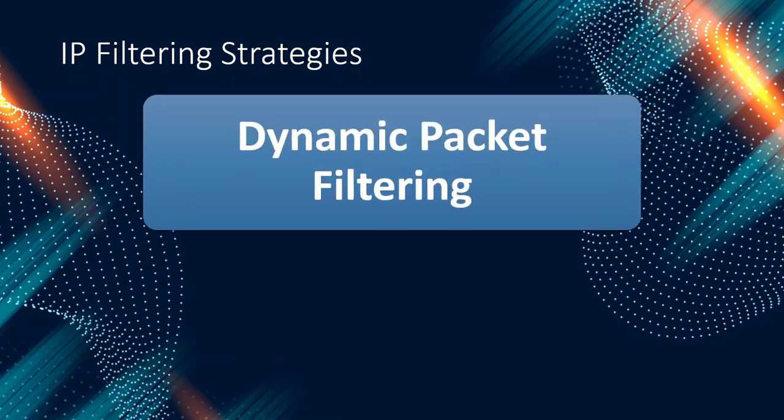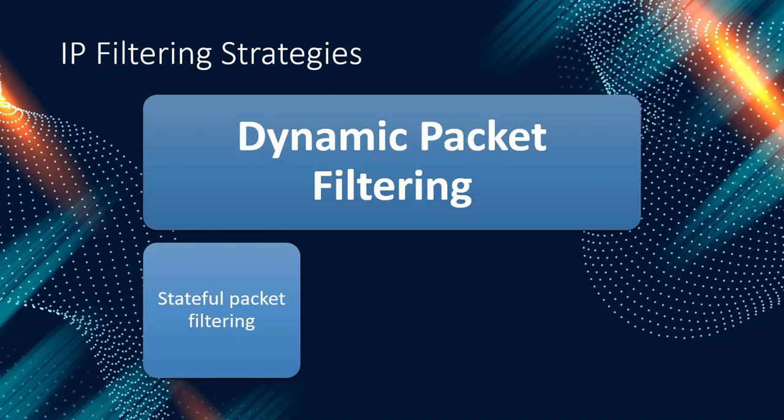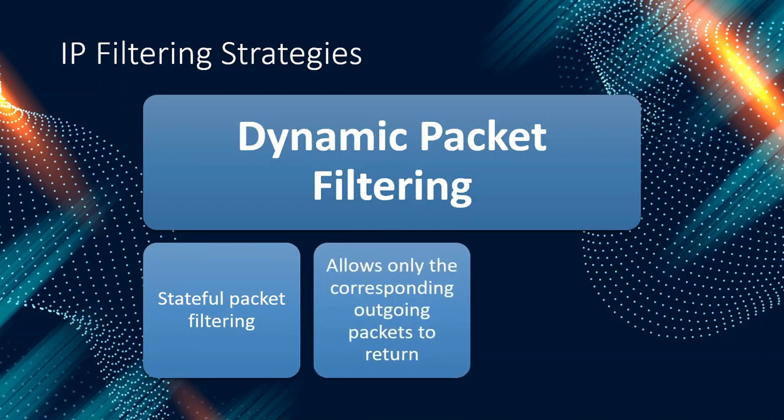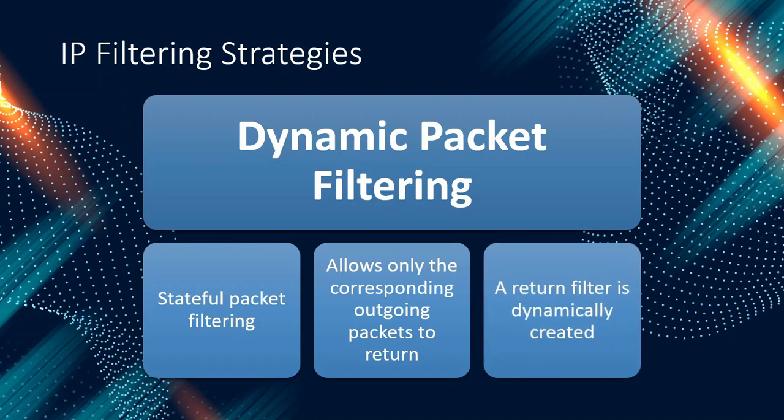Dynamic filtering, also known as stateful filtering, keeps track of outgoing packets which it has allowed to pass and allows only those corresponding packets to return. A return filter is dynamically created and allows the response packet whenever a packet is transmitted to a public network. Also, this schema supports both connectionless and connection-oriented protocols, that is both TCP and UDP.